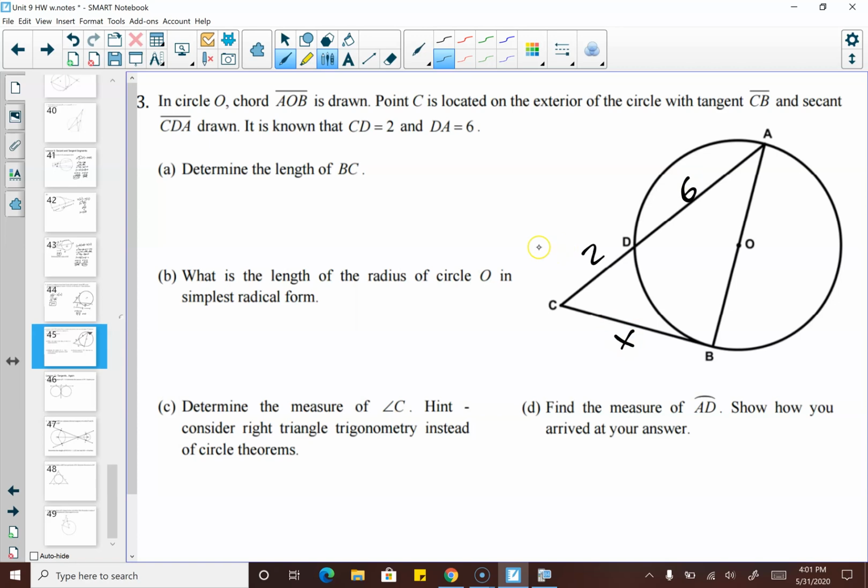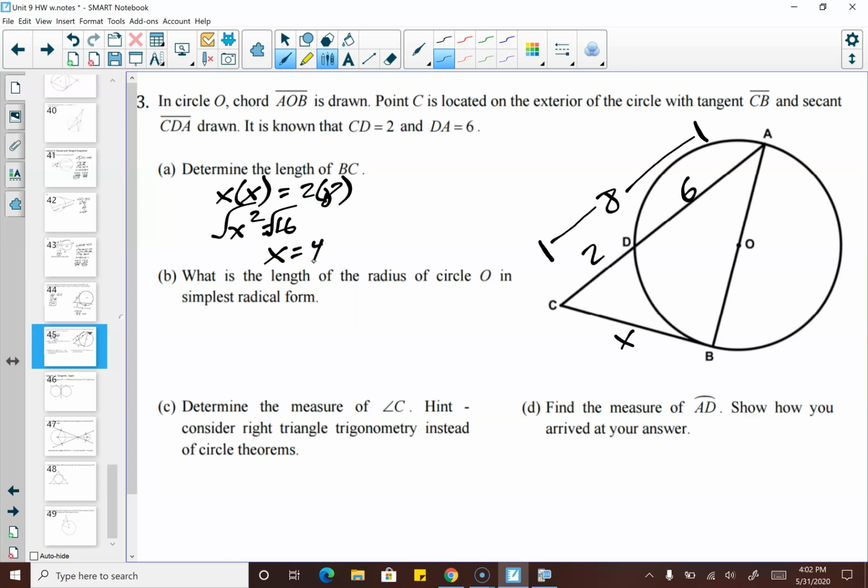So this looks like an outside times whole equals outside times whole question. So I'll add my 2 and 6 to get to 8. So x times x for my tangent equals 2 times 8. We get x squared equals 16, square root. And we get that x is 4. So BC is going to be 4.